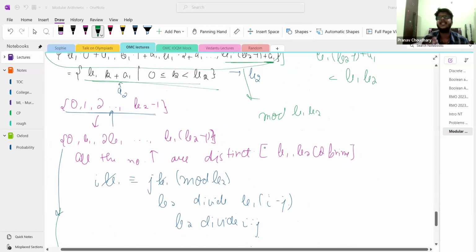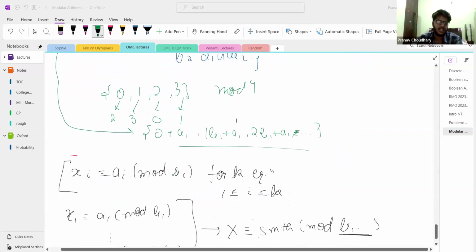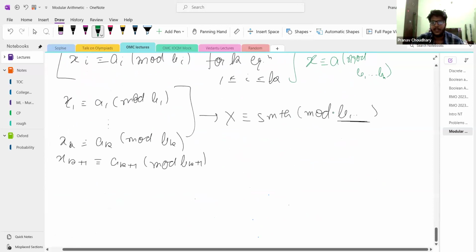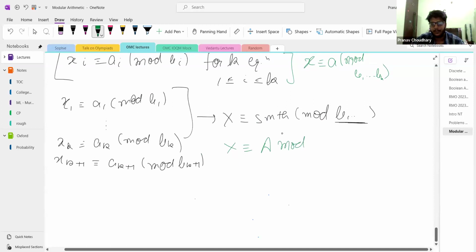So basically, for the base case, I got that I can take the product of the modular things when they're co-prime. So for k things as well, I can assume in my induction claim that the solution is of the form x congruent to a mod b1, b2, so until bk. Right. So this will give me a solution x congruent to a mod b1, so until bk.